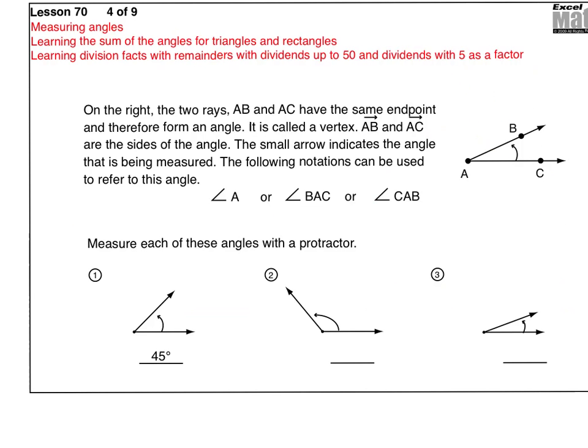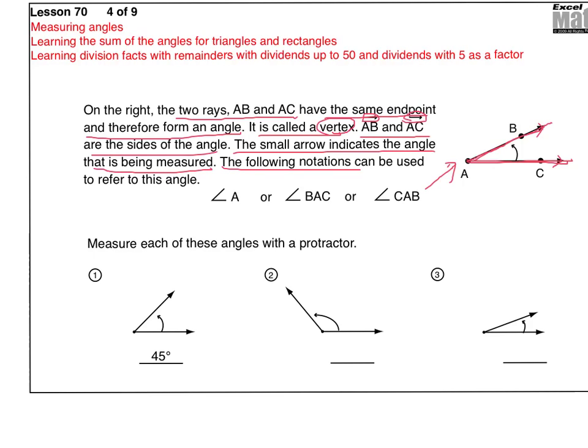On the right, 2 rays, AB and AC, have the same endpoint and therefore form an angle. So here we have ray AB, and here we have ray AC. That corner is called a vertex. AB and AC are the sides of the angle, and they've got the little ray signs up on the top right there. So this is the side of the angle, and this is the other side of the angle. The small arrow indicates the angle that is being measured.